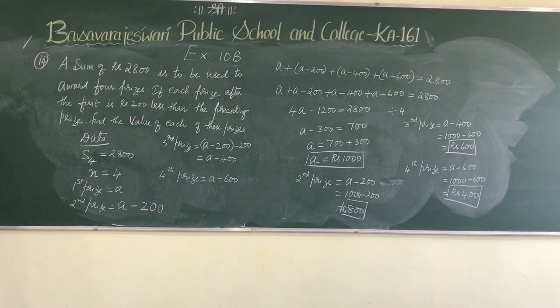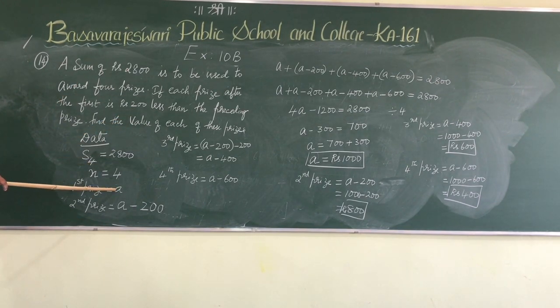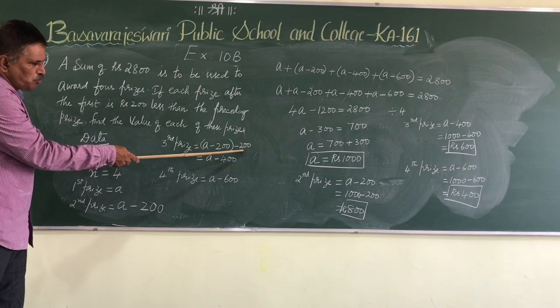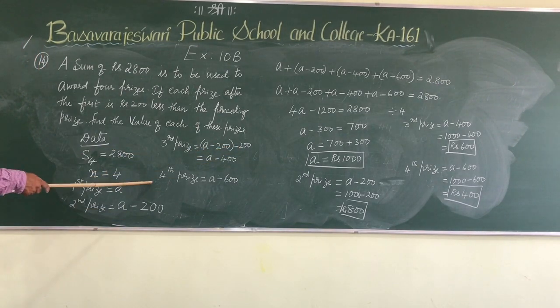I'll repeat again. As per the given question, the sum means total. So the total, the sum of all the four prizes. The number of prizes is 4. The sum of all the four prizes is 2800. And it has clearly been given that each prize after the first prize is 200 rupees less. Suppose I take the first prize as rupees A, the second prize will become A minus 200. What will the third prize become? Second prize minus 200. That is A minus 200 minus 200, which will give you A minus 400. What will the fourth prize be?